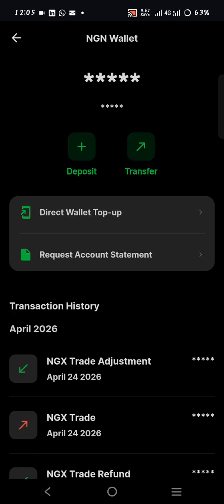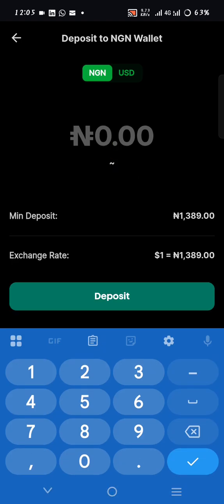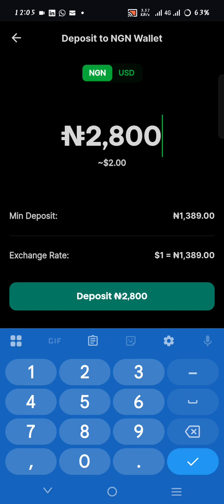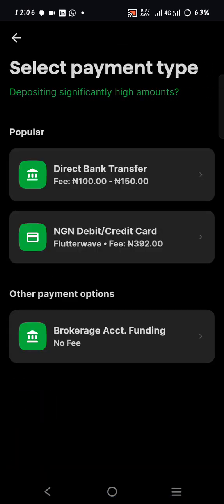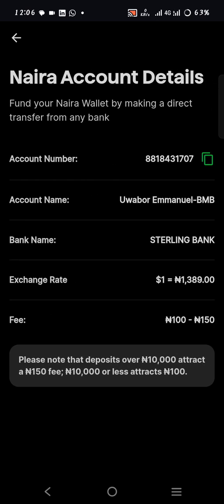So let's go deposit as normal. How much do I want to deposit? I have in mind 20,000, that is around 28,000 naira, which is approximately 20.14 US dollars. So now let's deposit it. We are using direct bank funding. Now let's get our account details from here.